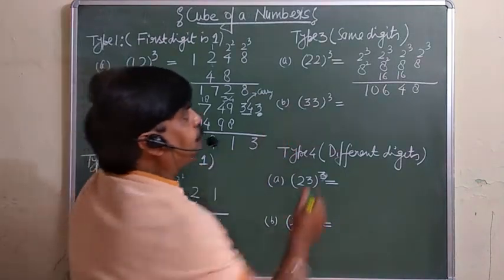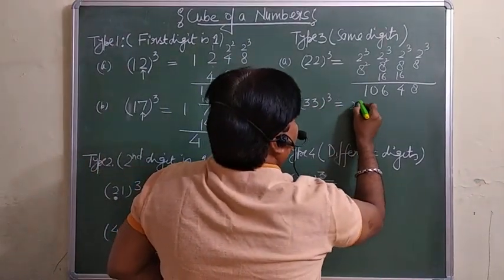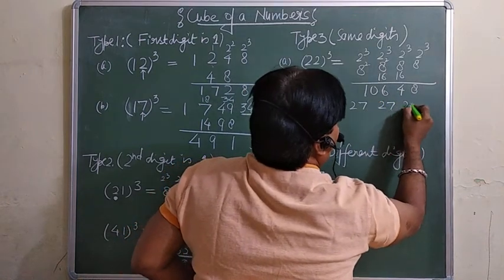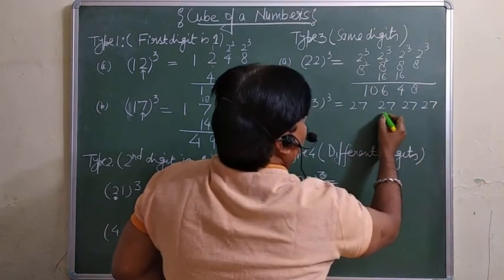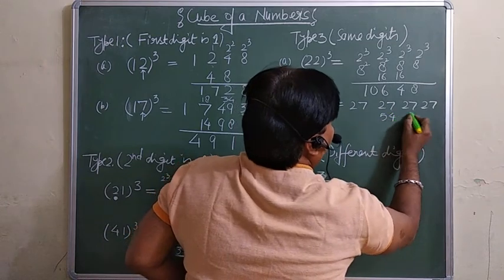10648. Similarly here, cube of this one, 27, 27, 27, 27. Do the double of these two. 54, 54.